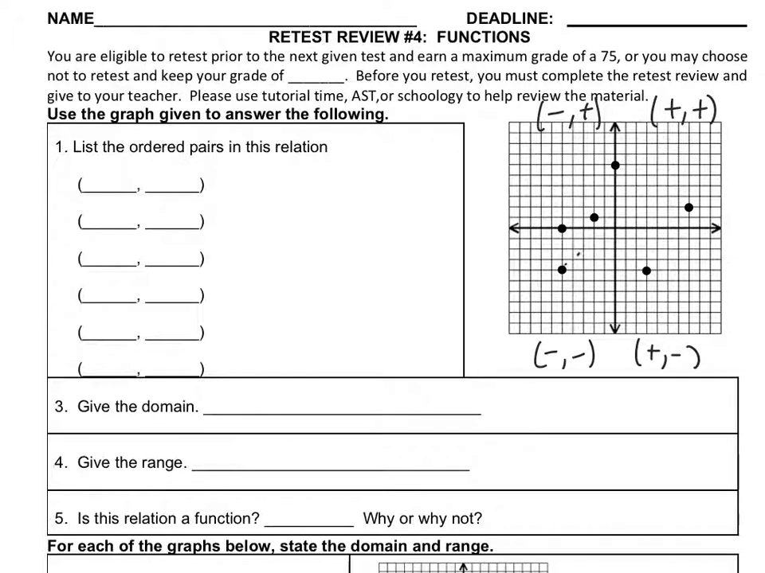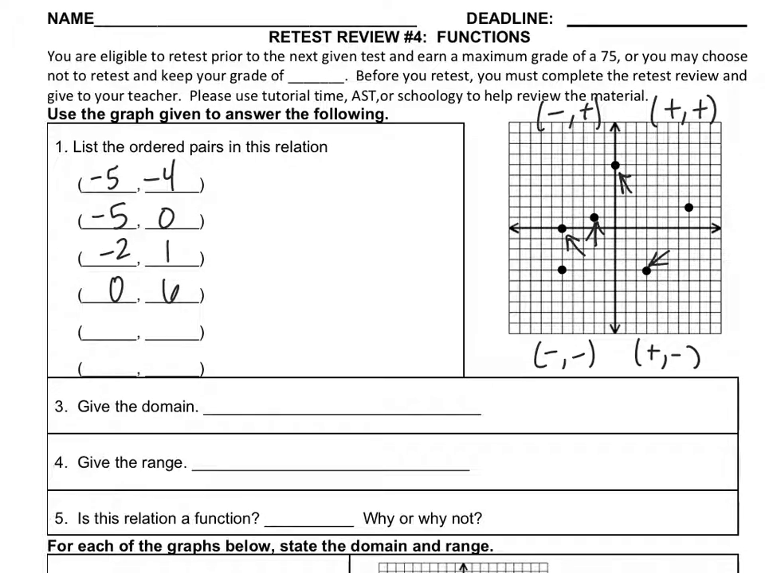When I go to this point, I go 1, 2, 3, 4, negative 5, 1, 2, 3, 4. So negative 5, negative 4. For this point, I go over to the left 5 and do not go down any. For this point, I go left 2, up 1. This point, I do not go left or right, so that would be 0, but I go up 6.